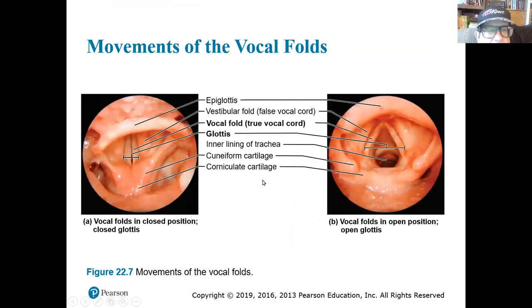Okay, let's move on. So here we have the vocal folds, the glottis is the opening, and we have the vestibular folds or vocal cords, false vocal cords. Then we have the vocal folds, the true vocal cords.